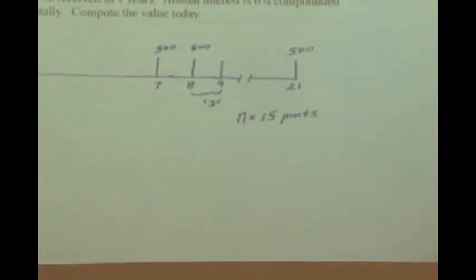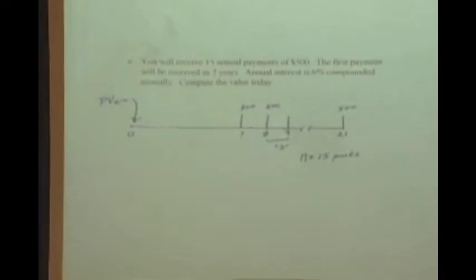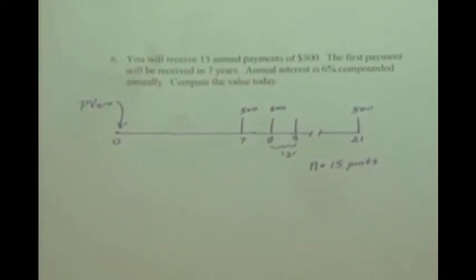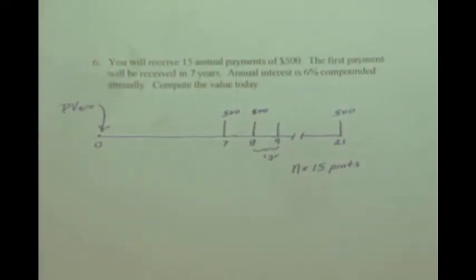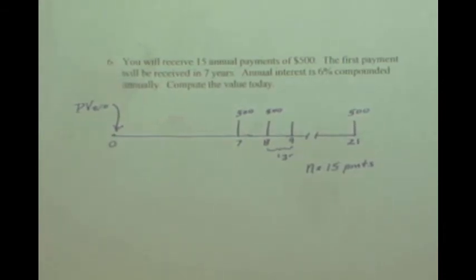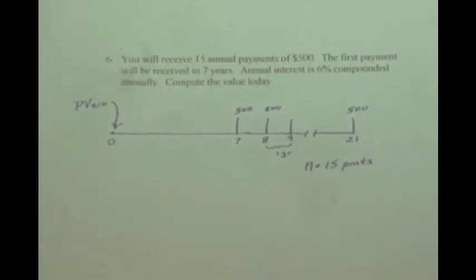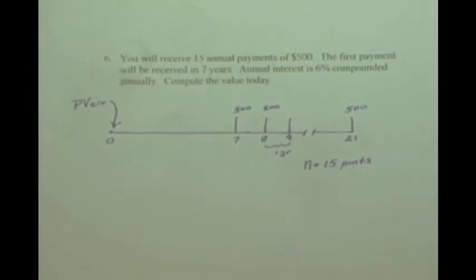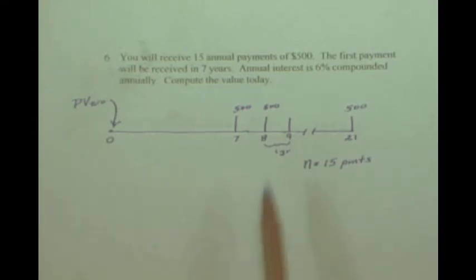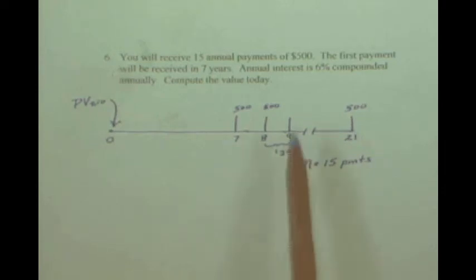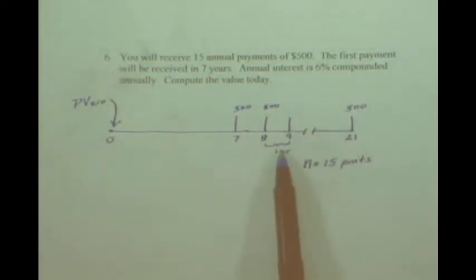Okay, quickly, number 6. We're going to receive 15 annual payments of $500. The first payment will be received 7 years from today. Annual interest is 6% compounded annually. What is the value today? Notice that there's 1 year between payments. We're dealing with an annual interest rate, so it fits the time between payments. N is 15.